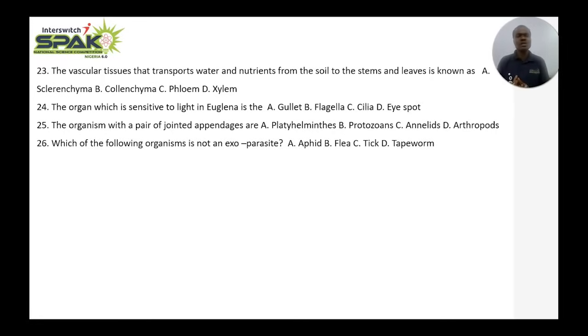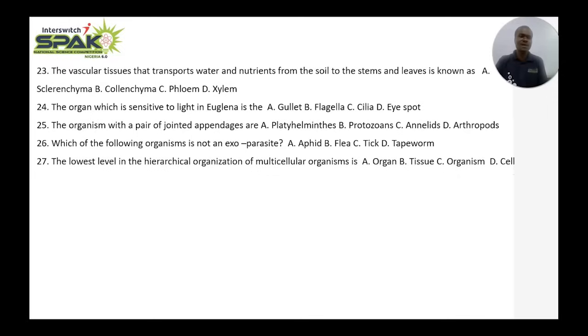Which of the following organisms is not an ectoparasite? Ectoparasites live outside the body of the organism, endo live inside. So we have aphid, they live outside the body of the organism. Flea outside, ticks. Of course, you have different categories of ticks. Tapeworm is an endoparasite that lives inside the body of an organism. So the correct option is option D, endoparasite.